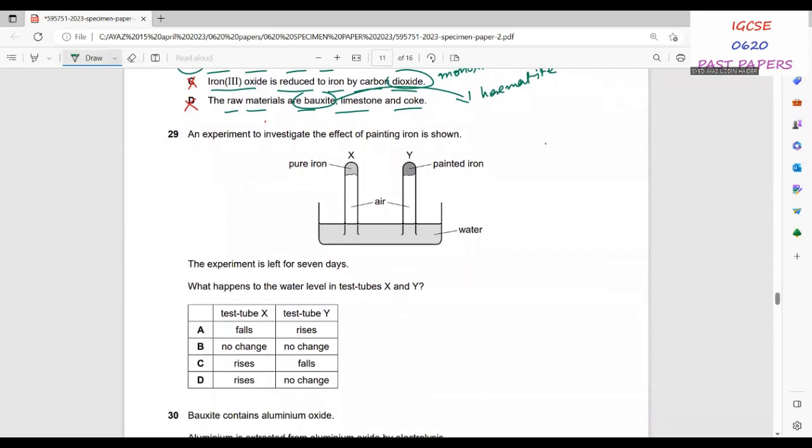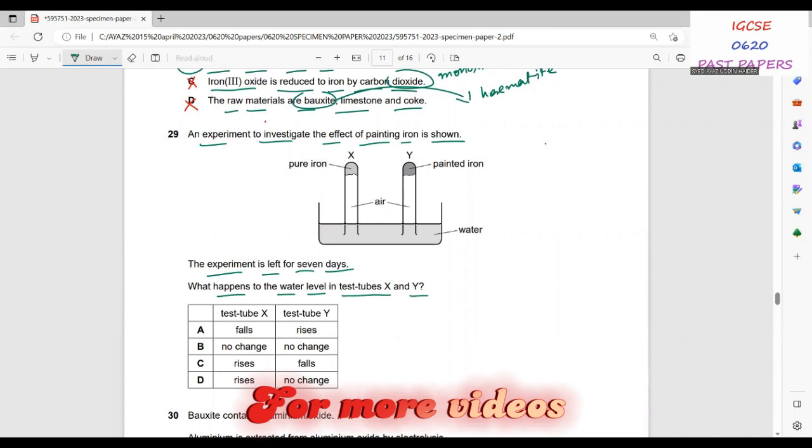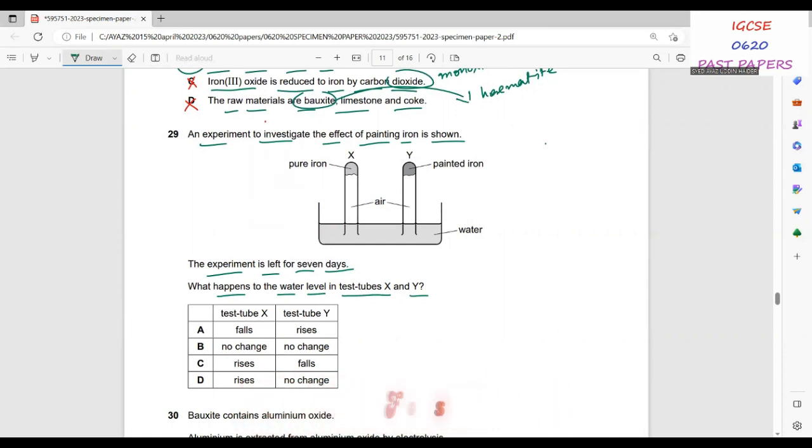29. An experiment to investigate the effect of painting iron is shown. The experiment is left for 7 days. What happens to the water level in test tubes X and Y? So pure iron does react with oxygen and water. So the oxygen level will decrease in tube X. When the oxygen level decreases, it means the water level must rise.